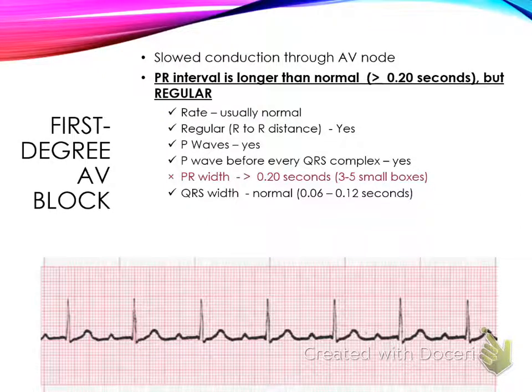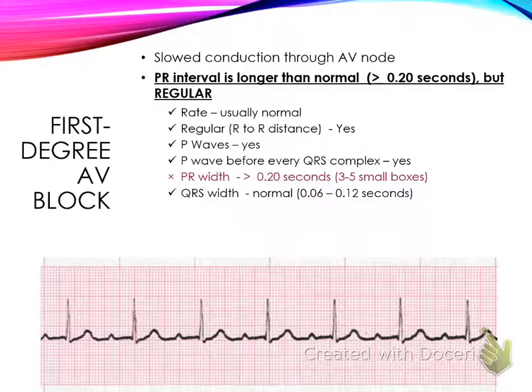So basically, if we're looking at this, our first thing is, is it regular? So we look at the R to R interval. Is it regular? And I will tell you this one is yes. The R to R interval is regular. Are there P's before every QRS? Well, there's P's, but they're really long before the QRS. We're like, that's not right. But that is the sign of a first degree heart block.